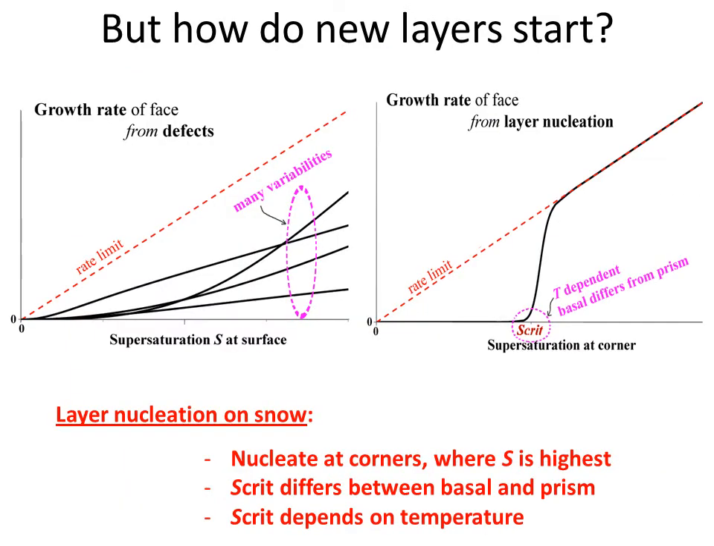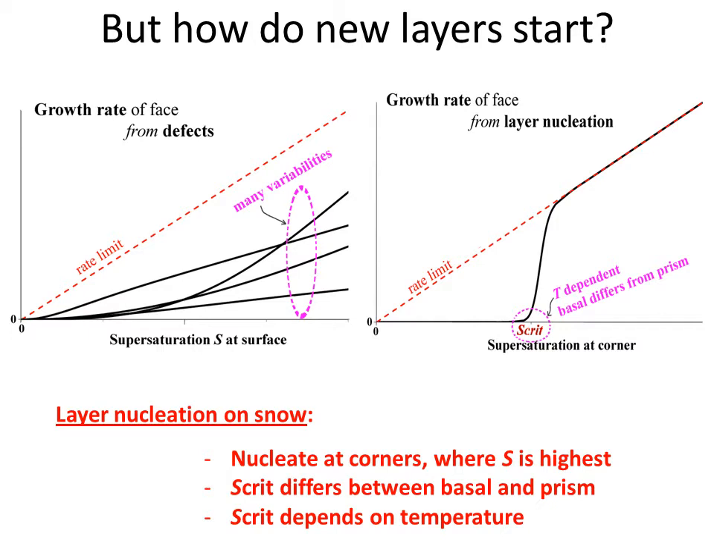But how do new layers start on freely falling crystals? They don't touch anything. This is crucial. Two ways in general, distinguished by the growth rates they produce. For growth promoted by defects over here on the left, growth is slow but steady at low supersaturation, but it rises steadily with supersaturation. This is also characterized as being highly variable. You see all these curves here? By the way, this type of plot, rate versus supersaturation, we use it a lot, so pay attention.